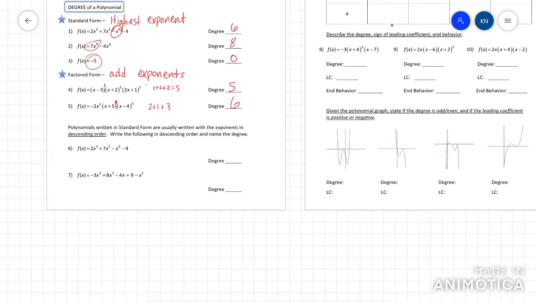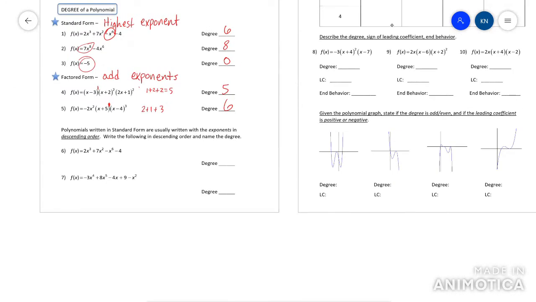All right, now, when you deal with polynomials in standard form, it's good practice to write them in descending order of exponent. So you want to find the one with the highest exponent first. Make sure you attach that negative sign with it. Don't just call it positive x to the 6. And you write these things in decreasing order of exponent.